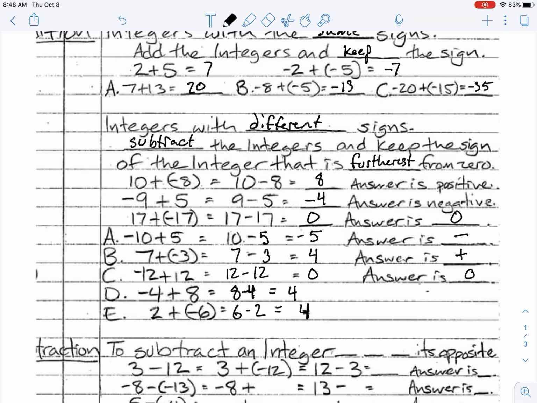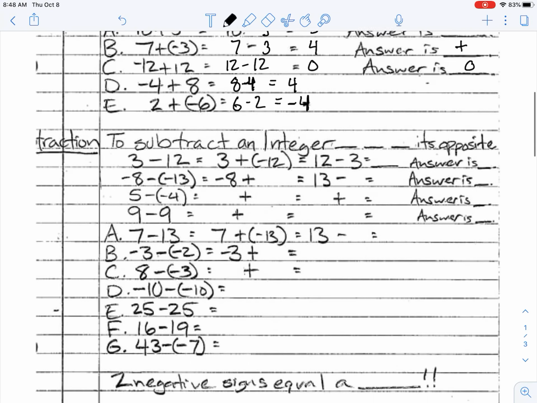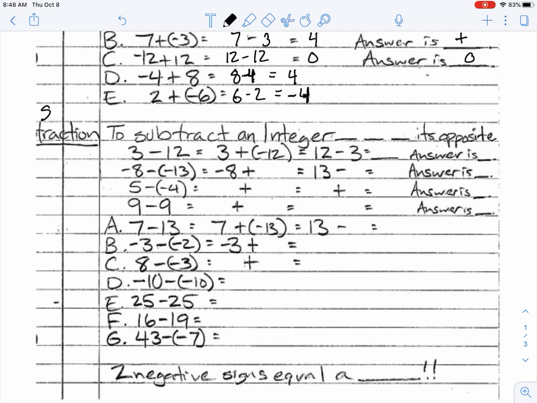But if we check here, negative 6 has a bigger absolute value than 2, right? So we're going to keep the negative here. -4 is our answer. All right, so now we're going to move on to subtraction.